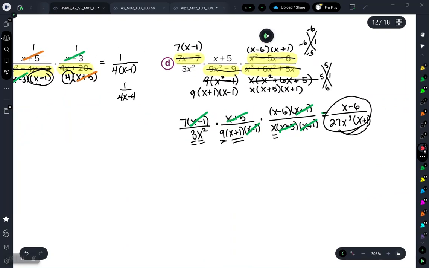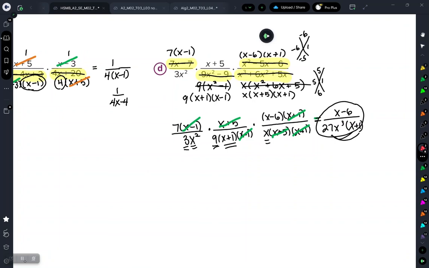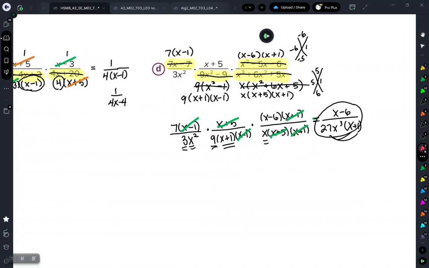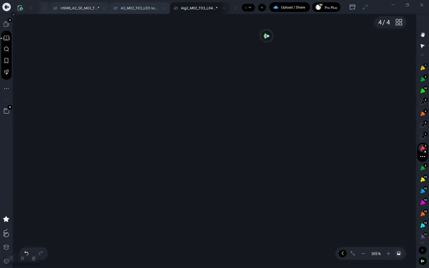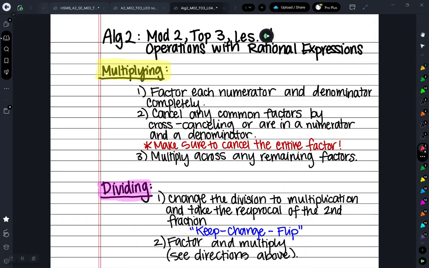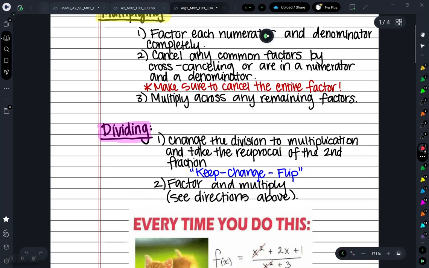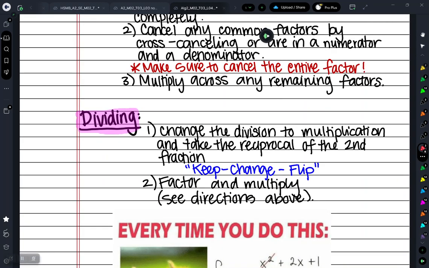Now, about division. So let's go ahead and look back at those notes and let's talk about division. With dividing fractions, you just got to do the keep change flip thing, okay? Change the division to multiplication, take the reciprocal of the second fraction, and factor and multiply. You're still going to have to factor. You could factor first and then do the keep change flip, or you can do the keep change flip, then do the factoring. You can do them at the same time if you're feeling fancy.